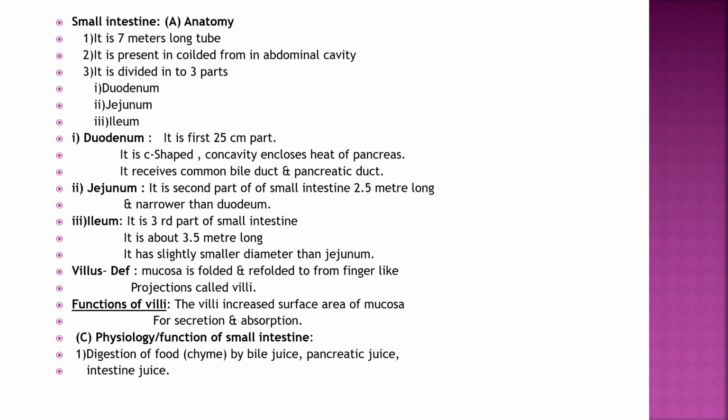The next part is the small intestine, which has three parts: duodenum, jejunum and ileum. This small intestine contains three types of juices for digestion of food. Intestinal juice for digestion of proteins, bile juice for digestion of fats, pancreatic juice for carbohydrates. In the small intestine, the whole food is digested, broken down and then absorbed.